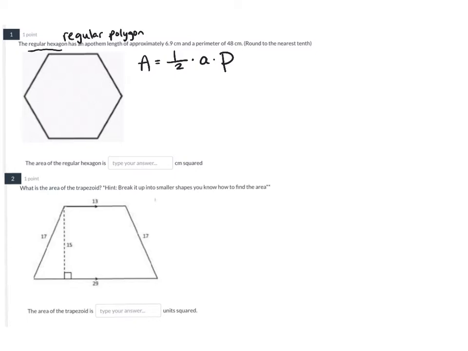So when you're doing this, you're going to have to know that's the apothem, and this is the perimeter. Remember, the perimeter is the distance around our polygon. The apothem is kind of like a radius, but it's not the radius. The radius would go to the vertex, but the apothem goes to the side and makes a 90-degree angle. So that's the little a. It tells me that the little a is 6.9.